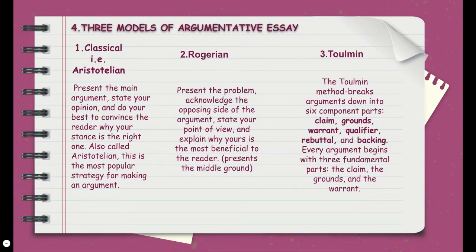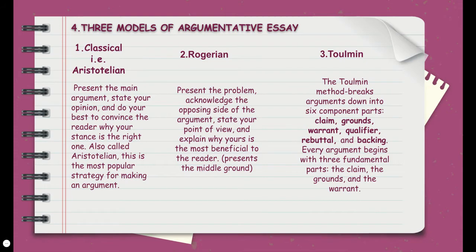There are 3 major models of argumentative essay: the classical or Aristotelian, Rogerian, and the Toulmin model. Each of these argument types serves a different purpose. It is important to identify the rhetorical situation in order to select the right argument type for your document. The writer has to figure out what is going to best work for the audience in relation to the topic and its problem. I will briefly explain the 3 models.